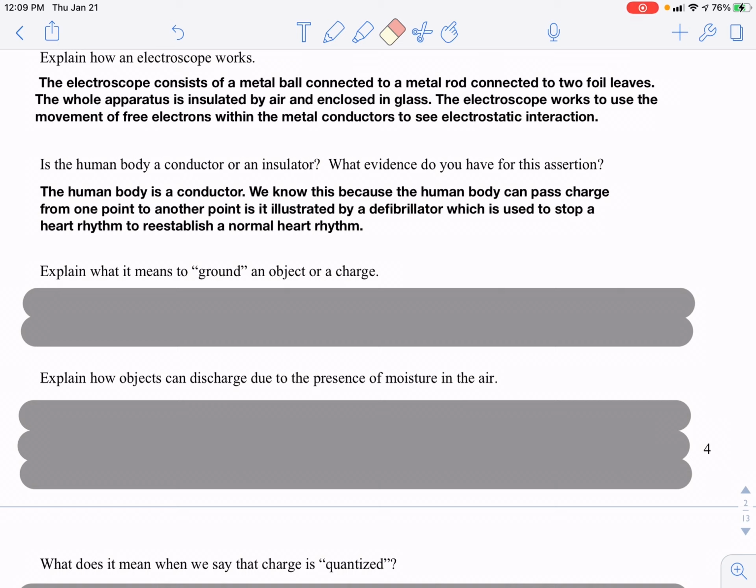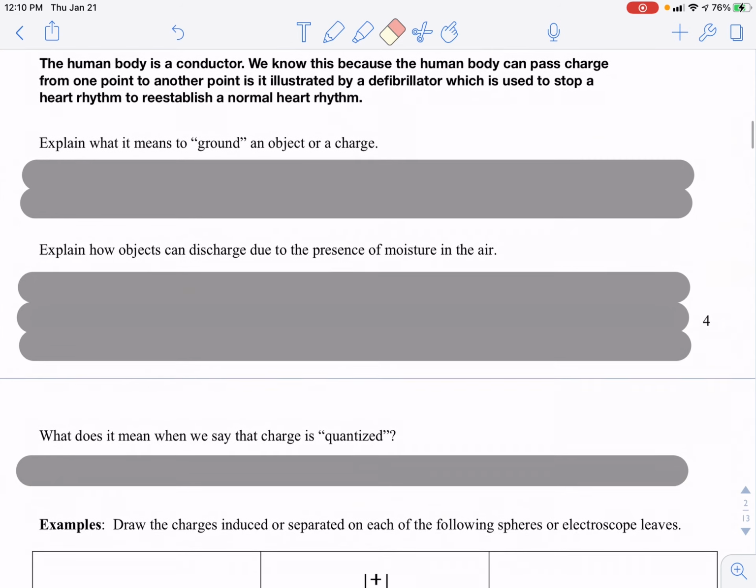We also know this, of course, because a person who comes in contact with a certain amount of electric current can become electrocuted because that electric current can pass through the body. Now, we will get into electrical resistance at a later time, and we do find out that the human body, especially if it's dry, is a very high resistance to electric current. But nonetheless, the human body is still a conductor of electric charge.